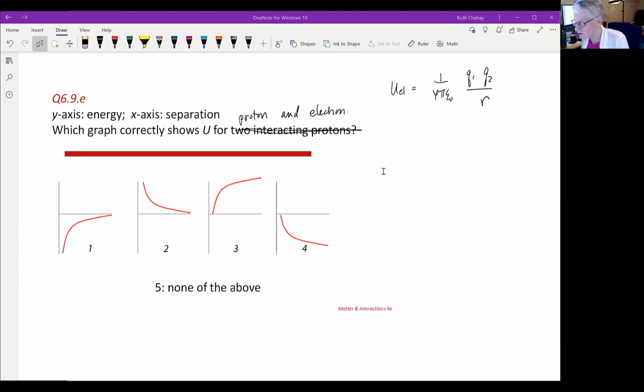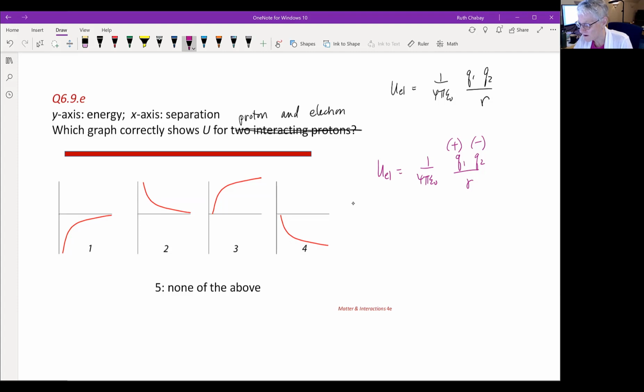So let's look at the equation, and you really need to be able to interpret equations here. So the electric potential energy is 1 over 4 pi epsilon 0, Q1, Q2 over R. This is positive, this is negative. So no matter what the value of distance is, what the separation is, what is the sign of this thing going to be?